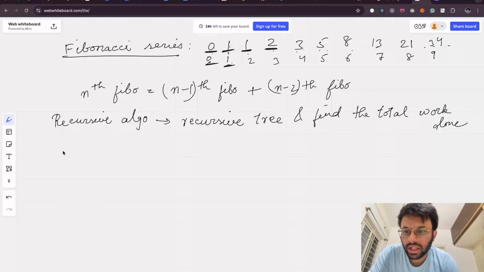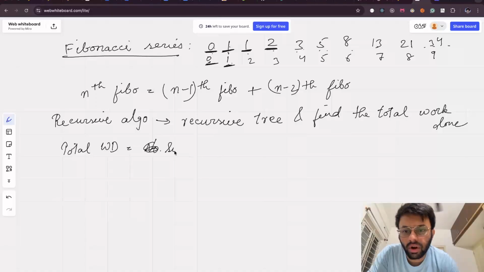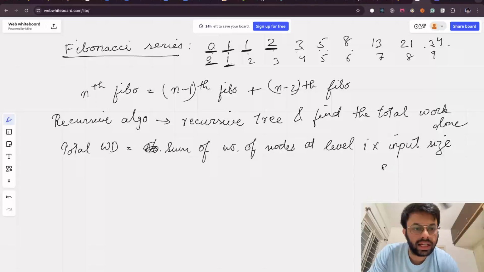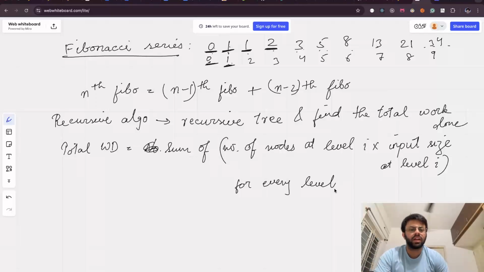In merge sort, the total work done was coming out with this formula. The total work done was the sum of the number of nodes at level i into the input size at level i. Okay, so the sum of this for every level. This is what we're doing.